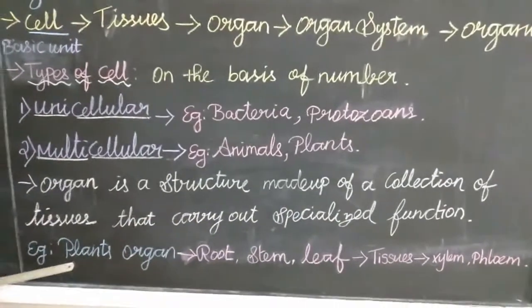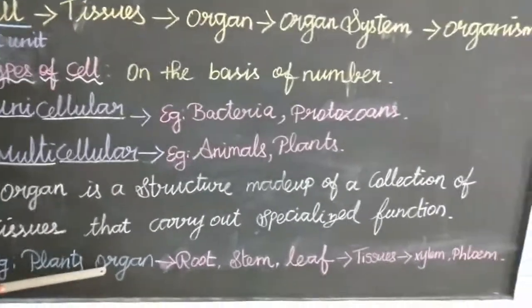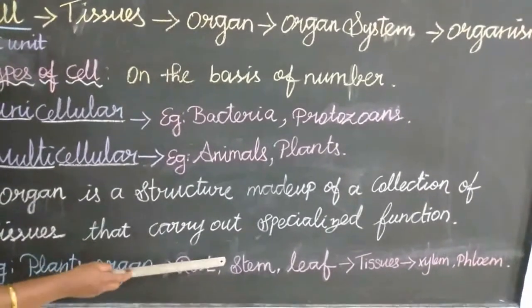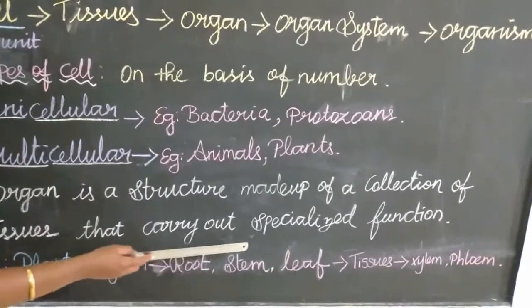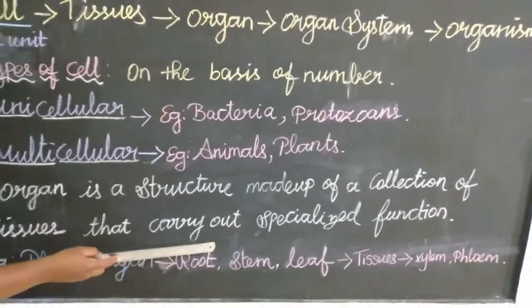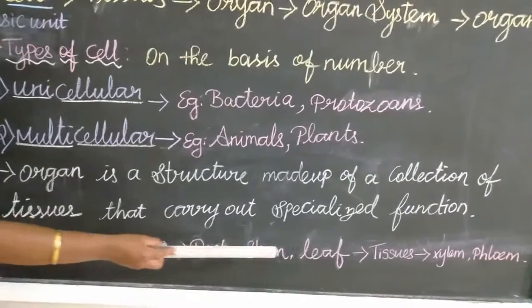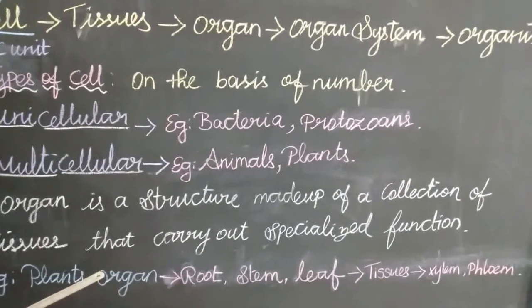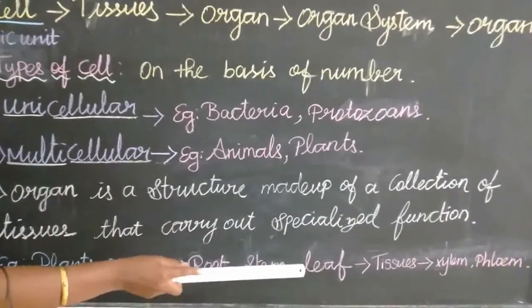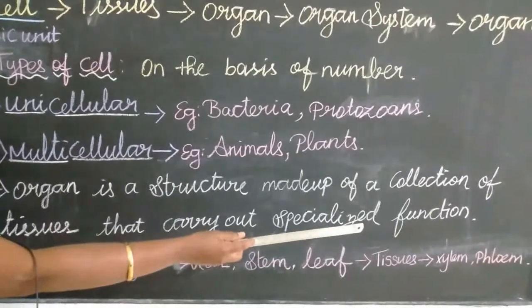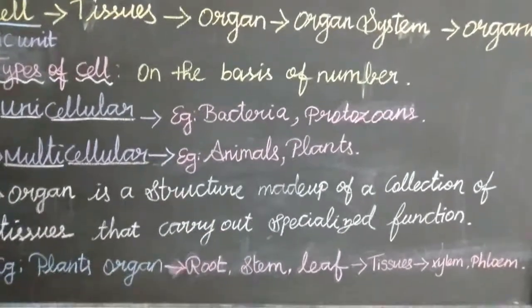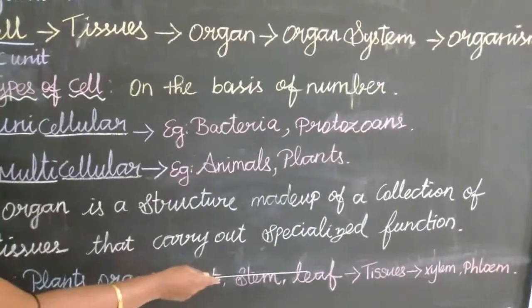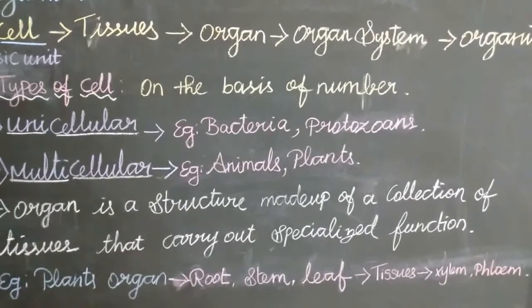For example, plant organs: we already listed them, root, stem, leaf. These are called organs. These organs contain the tissues xylem and phloem. You already studied this, I think so. Anyway, xylem conducts the water. Phloem conducts the food materials in the plant. So, these three are organs. Xylem and phloem come under the tissues.